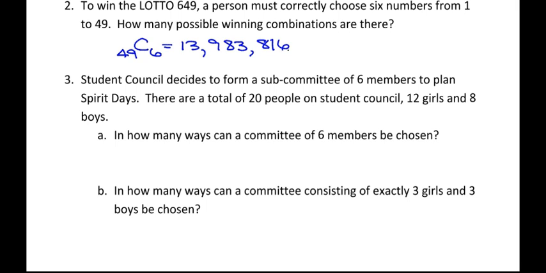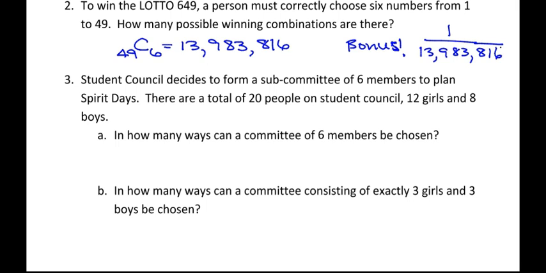So, bonus question that's leading into our next unit. What are the odds of winning the 649 if you buy one ticket? Well, it would be 1 in 13,983,816. Good luck.